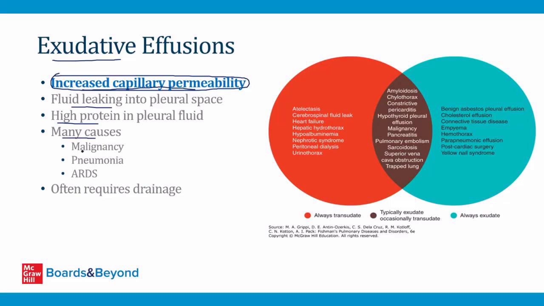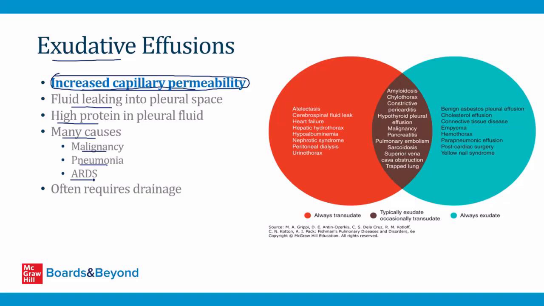If you have lung cancer, this can do it. Patients who have pneumonia can get an exudative effusion. This is called a parapneumonic effusion. Sometimes bacteria can get into that effusion, and when that happens, it's called an empyema. ARDS is another classic cause of leaky capillaries in the lungs, and this can lead to exudative effusions.